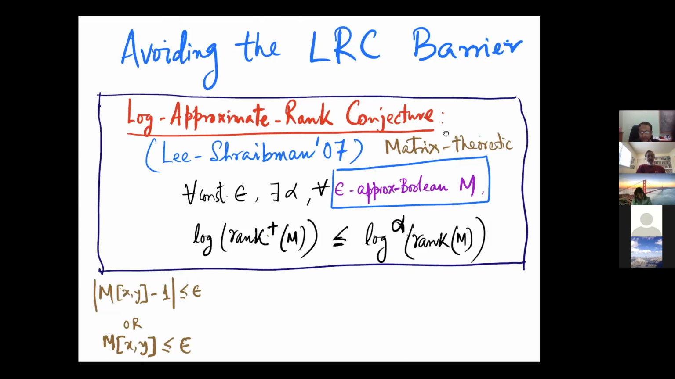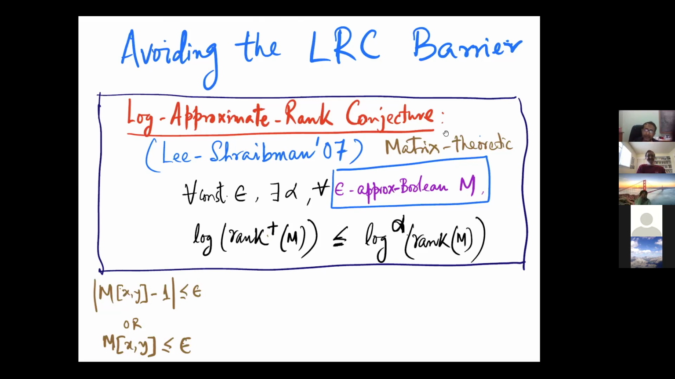Again, in the matrix theoretic form it is the following: for every constant epsilon, there exists some universal constant alpha, such that if M is no longer a Boolean matrix, but an approximate Boolean matrix, right, each of its entries is very close to either 0 or 1, then the log of the non-negative rank of such an M is at most a polynomial in the log of its ordinary rank. For those who it's not obvious, this is a much stronger conjecture than the previous one. So it implies in particular the previous conjecture.